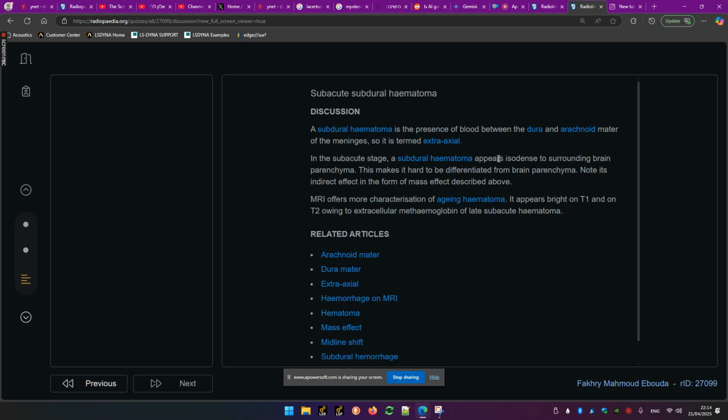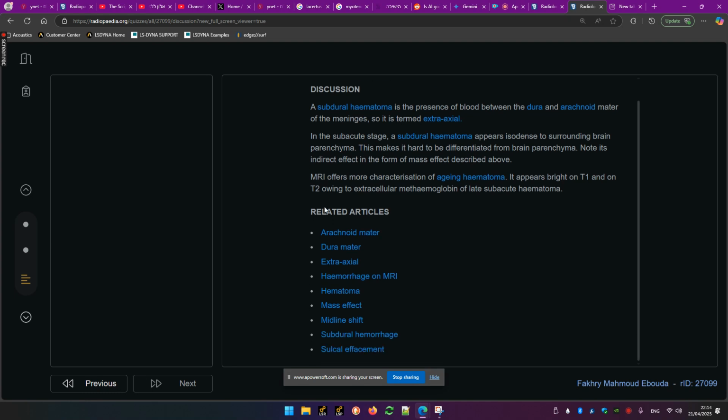In the subacute stage, subdural hematoma appears isodense to surrounding brain parenchyma, as we said on CT. This makes it harder to differentiate from brain parenchyma. Note its indirect effect in the form of mass effect described above. Of course, there is a mass effect, there is a midline shift. This patient probably is going to herniate. Maybe she did, but I didn't see it quite clearly. MRI offers more characteristics of aging hematoma. It appears bright on T1 and on T2 owing to extracellular methemoglobin of late subacute hematoma.